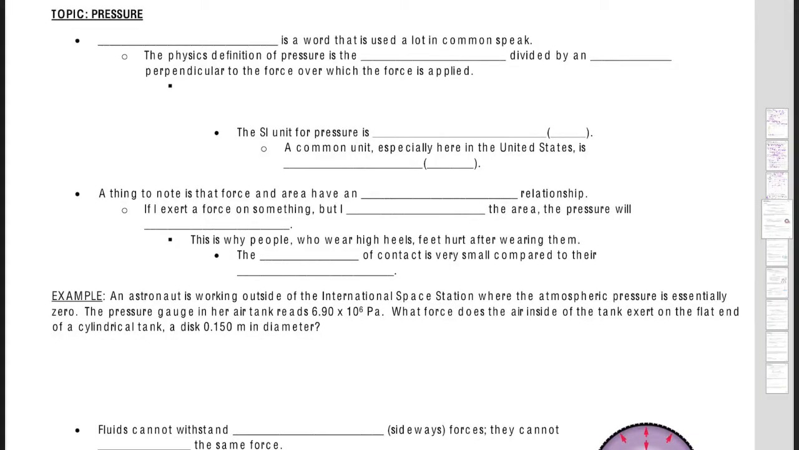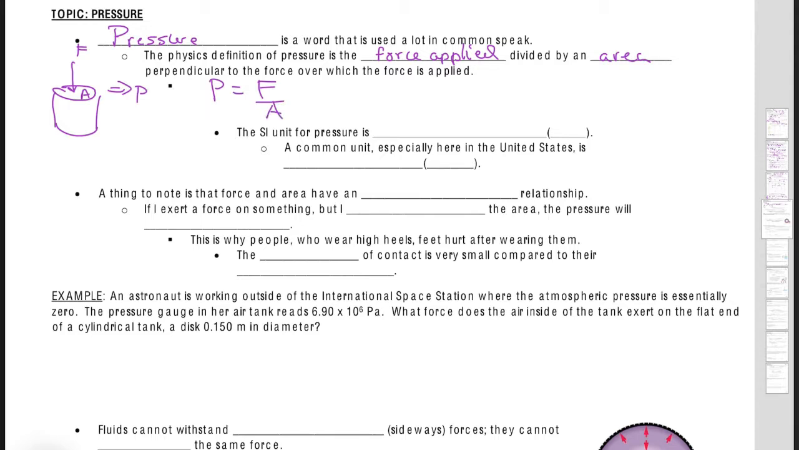Alright, so in this video we're going to look at a little bit newer of a concept, probably for most of you, and that's pressure. Pressure is a word that is used a lot in common speak, but the physics definition is an amount of force applied divided by an area perpendicular to the force over which it is applied. So if I have a cylinder and I apply a force on this area, I am applying a pressure. So pressure is simply force over area.